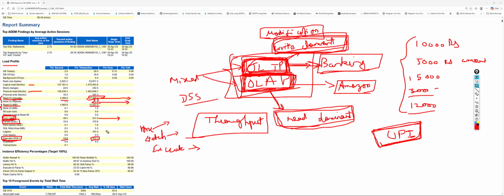But in OLTP systems there will be a high number of parses, because every SQL statement that will be executing would be different. So obviously a lot of parsing may happen in OLTP systems. Also the user calls would be high in OLTP systems, but in OLAP user calls will be quite less.